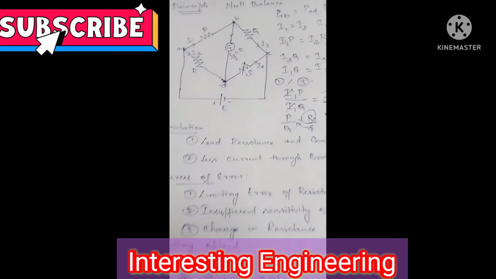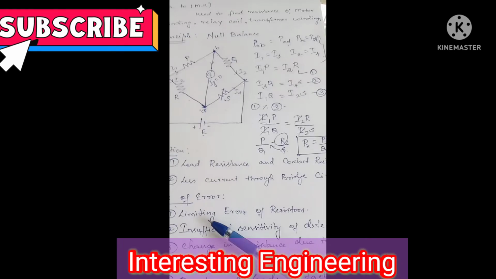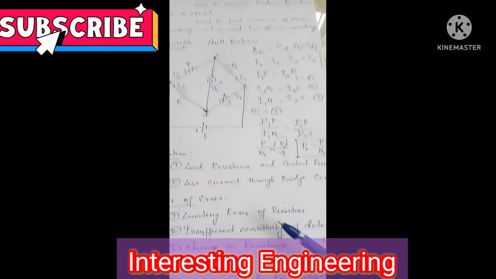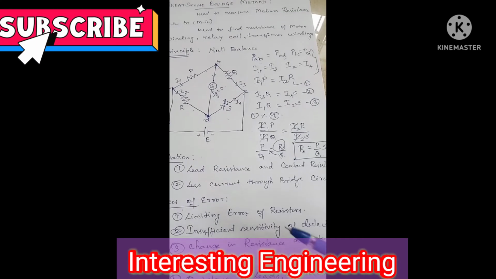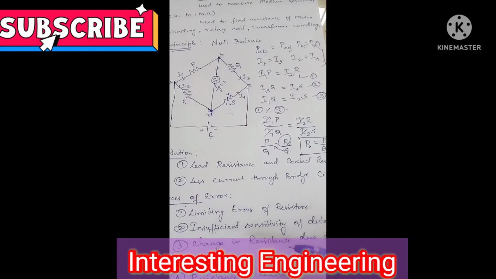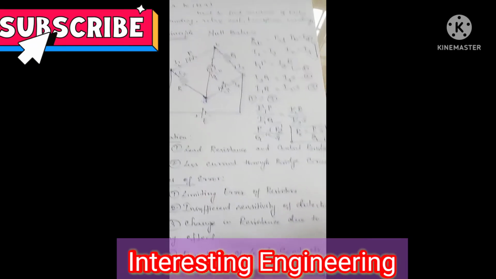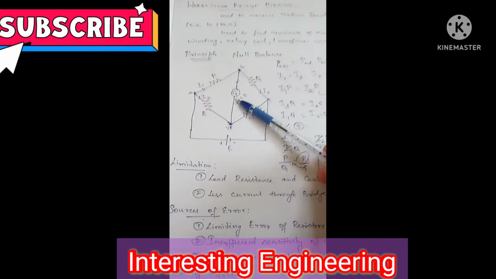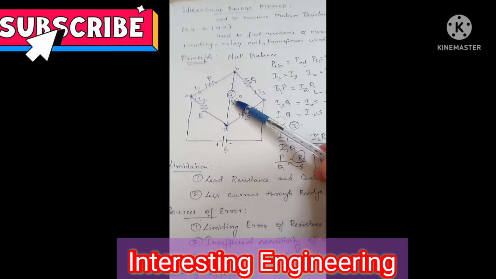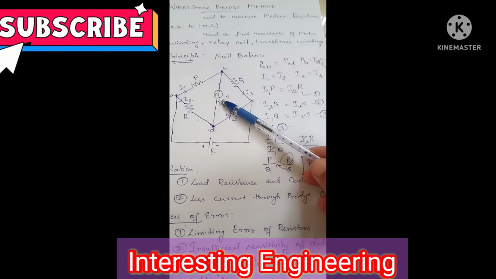So what may be the sources of error in this Wheatstone bridge? It is nothing but the limiting error of resistor. Since we make use of 4 resistors in this bridge measurement, each resistor will have some sort of limiting value that too affects our measurement. The second one is the insufficient sensitivity of detector. As I said earlier, the galvanometer will not be able to detect a little amount of current, so it may not show any sort of deflection. That too causes error in our measurement.